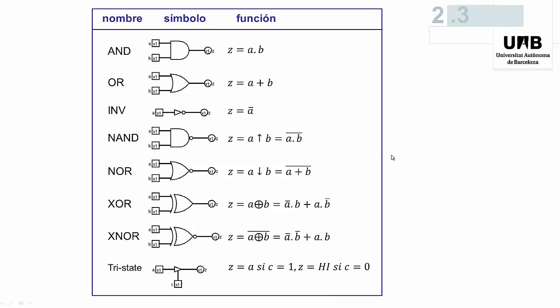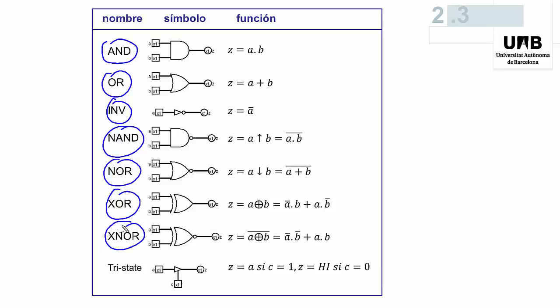This table is a summary of the set of main gates we are going to use to implement combinational circuits. Those gates are AND gate, OR gate, inverter, NAND gates, NOR gates, XOR gates, XNOR gates, and three-state buffer.